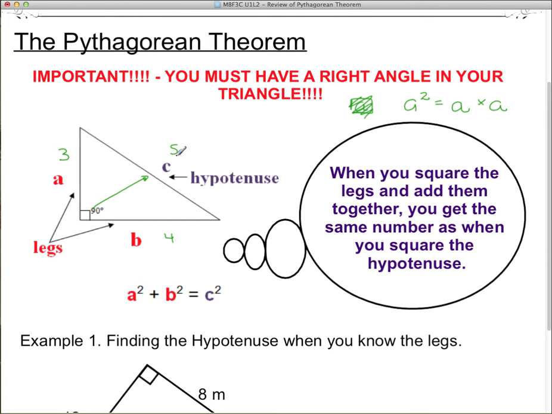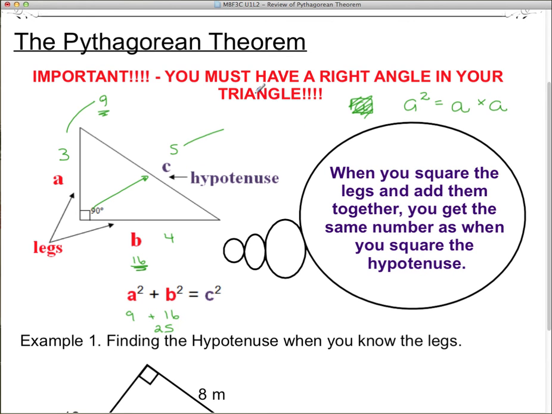And let's just take a look at that. If I square the legs, okay, I'm going to square this one. If I square 3, that's 3 times 3. Hope you know that's 9. It's not 3 plus 3, it's not 6. It's 3 times 3, which is 9. And down here we've got 4. We'll do 4 times 4 is 16. Not 8. It's not 4 plus 4. It's 4 times 4. So I've got 9 over here and 16 over here. So when I go down here, that's 9 plus 16. And 9 plus 16 is 25.